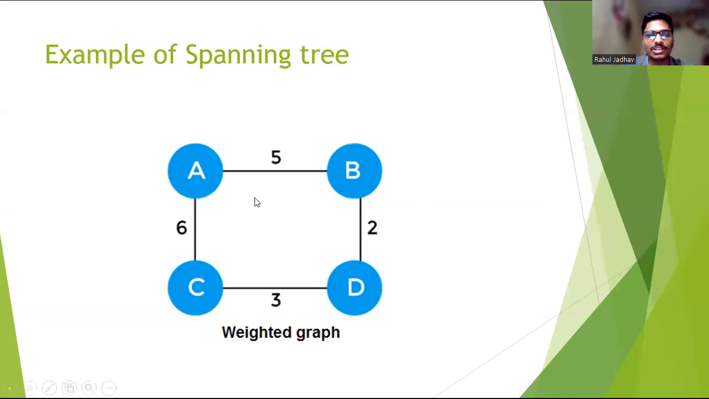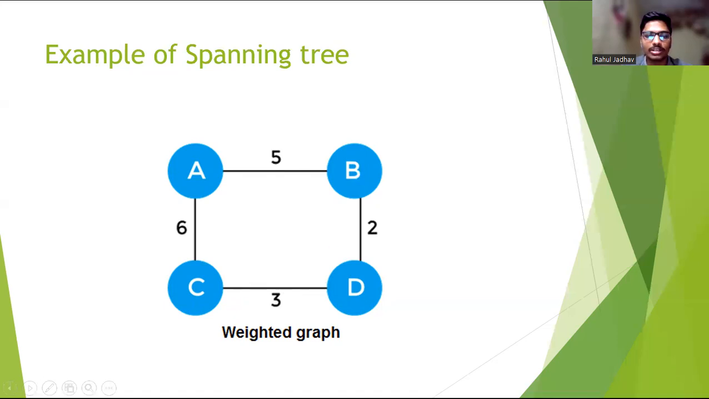Example of a spanning tree. Here we can see the weighted graph. There are four vertices and four edges, which will be denoted as vertices A, B, C, D. And we can see the weighted graph has given the cost between A to B is 5, A to C is 6, C to D is 3, and B to D is 2.